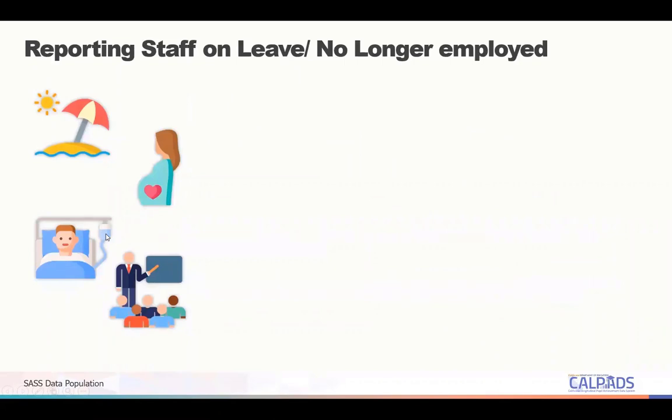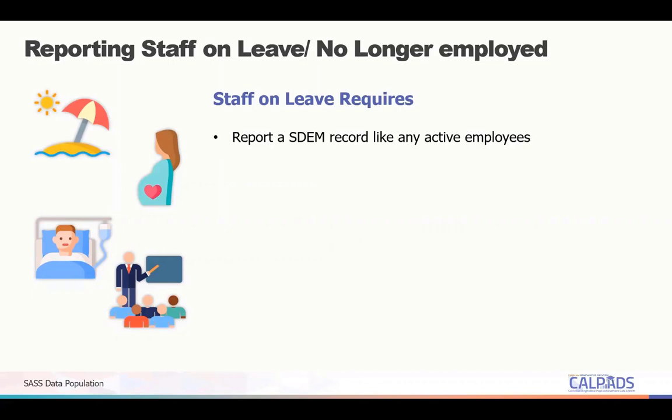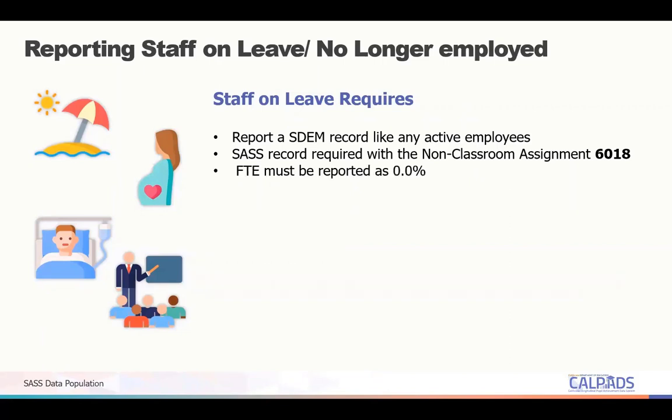When reporting staff members who are on leave or are no longer employed on census day, there are some reporting nuances that you need to be aware of. For staff on leave, report an SDM record for the current academic year like any regular active employee. However, for the staff assignment record, report a SASS record with a non-classroom assignment code of 6018, which is employee on leave, and report an FTE percentage of 0. Otherwise, the record will trigger a SASS 01118.